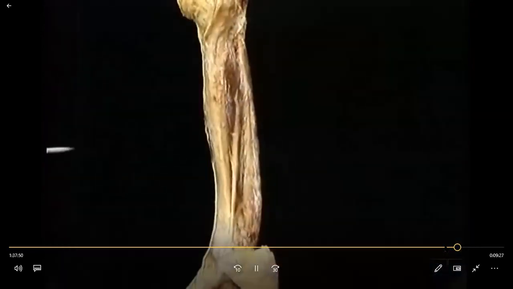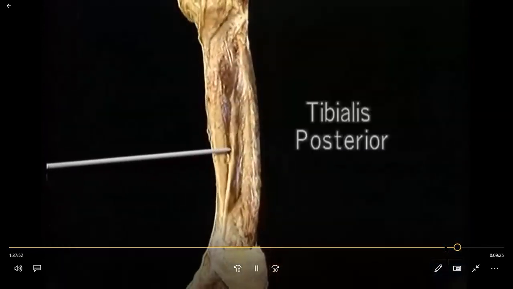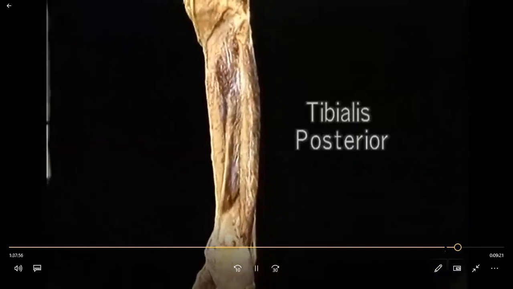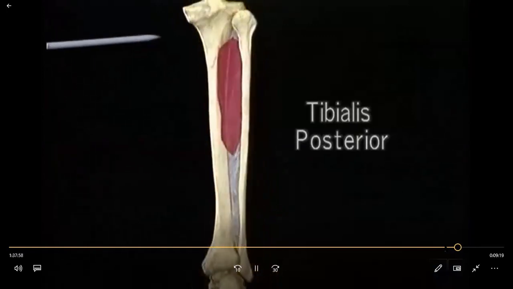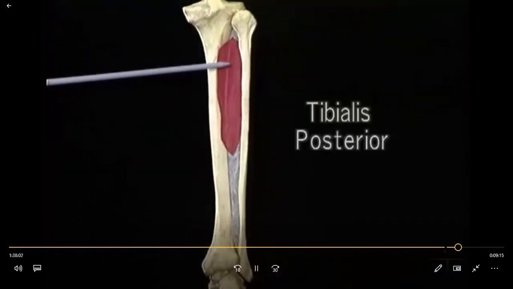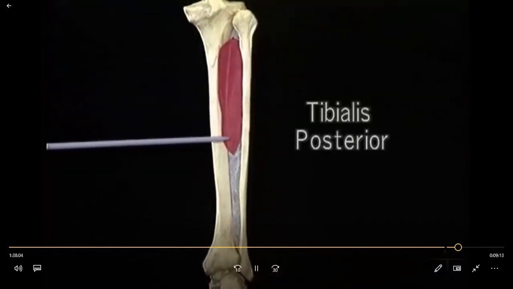There are 2 muscles that produce inversion, tibialis anterior, which we've seen already, and tibialis posterior. Here's tibialis posterior. Tibialis posterior arises from the back of the tibia, the back of the fibula, and from the interosseous membrane in between.